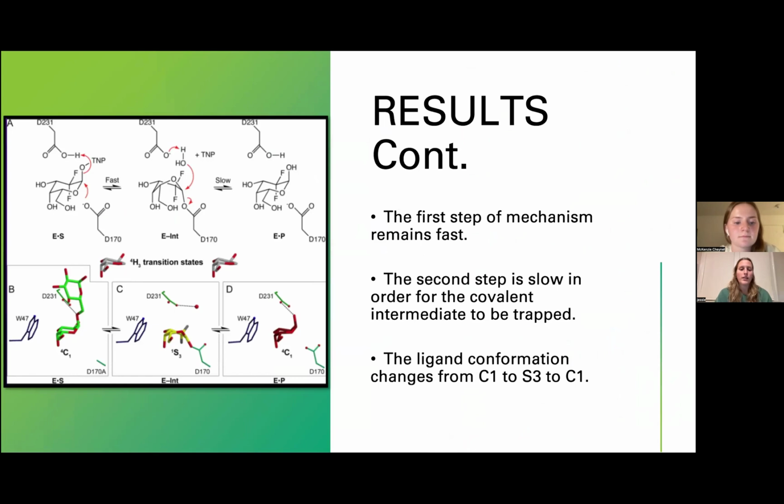So from there, they looked at the steps of the mechanism, and they found that the first step was fast. And they found that because the leaving group was a really good leaving group, so the first step was fast. The second step, however, as we mentioned above, the covalent intermediate has to be trapped in order for this mechanism to work. And to do this, the second step has to be slow so that the intermediate can be trapped. They also found, if we look at the bottom, that there are 3 ligand conformations. So the ligand underwent a conformational change from C1 to S3 back to C1.